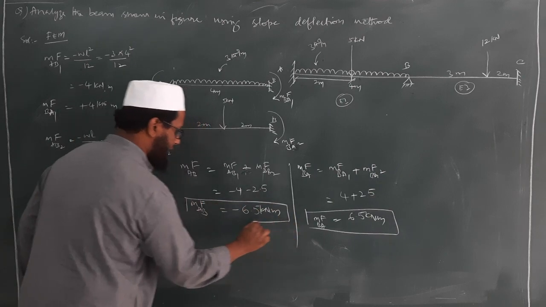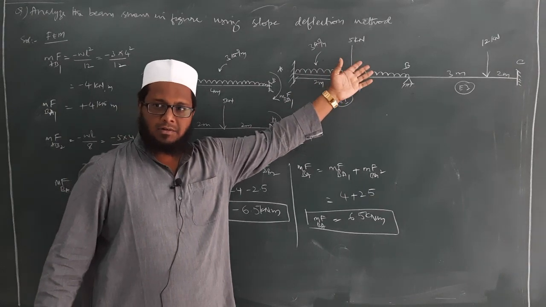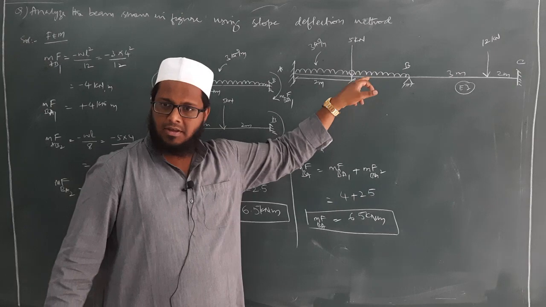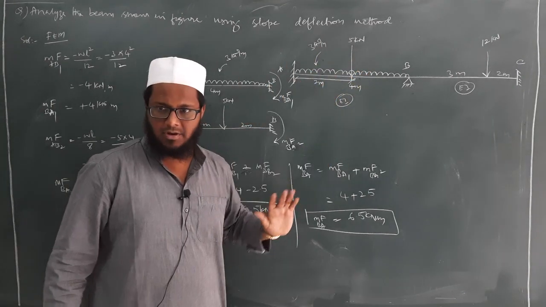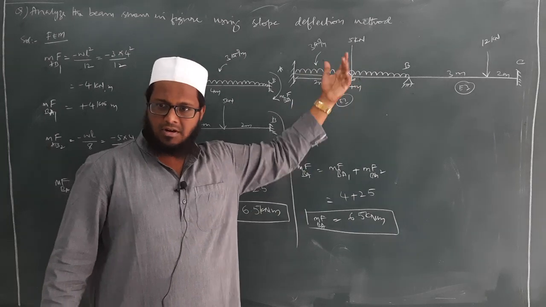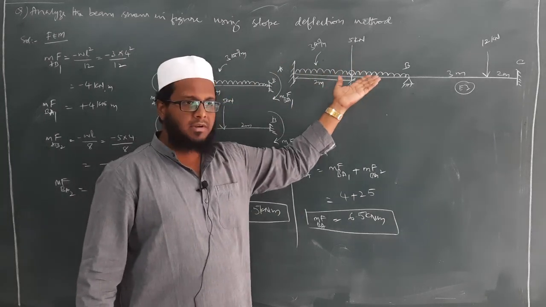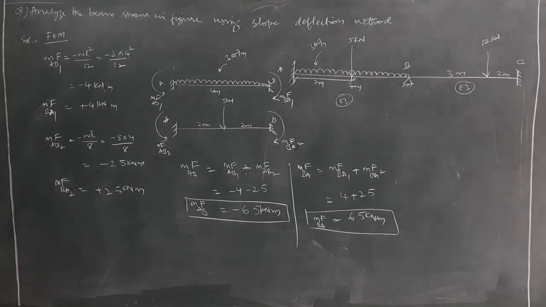So whenever you get these type of problems, you have to solve separately. Separately you take UDL, separately you take point load, calculate the fixed end moments and add them. Okay. Don't say it is out of syllabus, sir, nobody has taught us. It is simple. You just divide the load and calculate the values. Okay. Copy down.